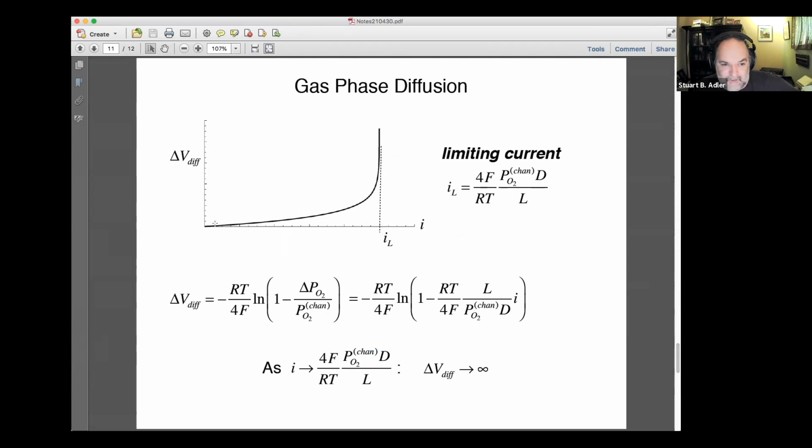So it has almost no effect at small current density. But then as we get higher and higher in current density, eventually we keep suppressing the concentration of oxygen in this case. If we go to zero, then the Nernst potential blows up, and all of a sudden we get a massive voltage loss that's associated with this Nernstian displacement of the concentration as we approach this critical current where we deplete all the oxygen. That's called the limiting current.